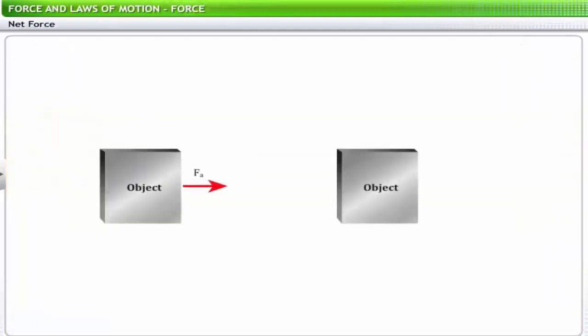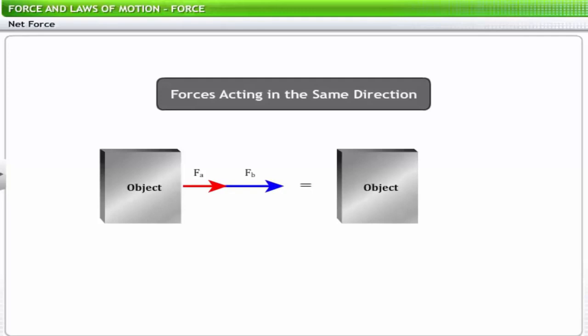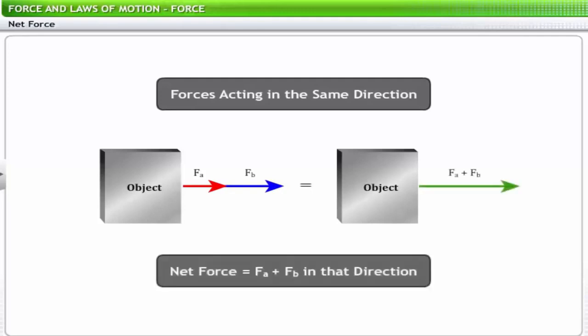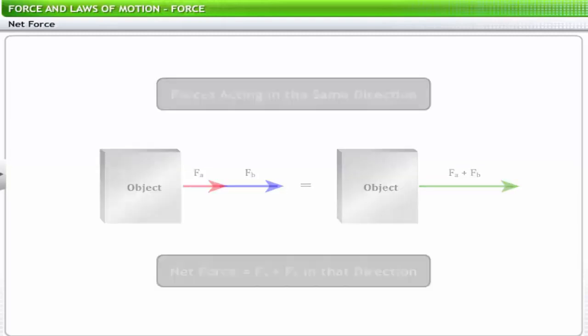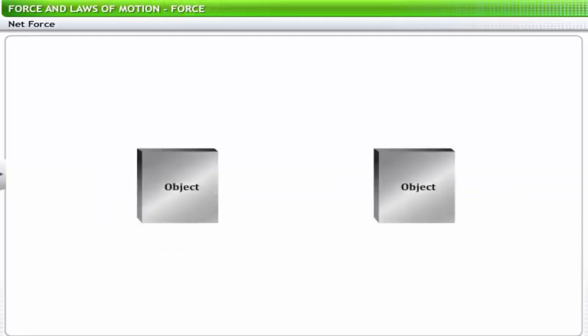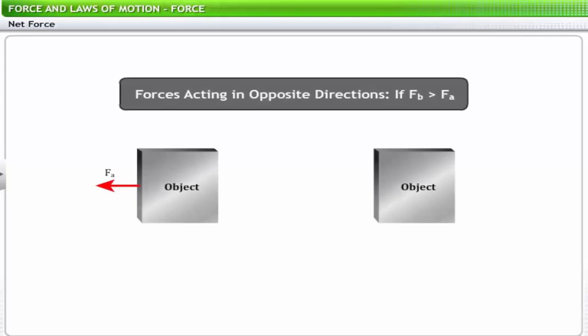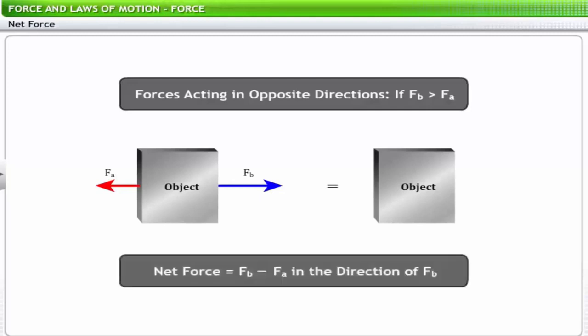If two forces, Fa and Fb, act in the same direction on a body, then the net force, Fa plus Fb, acts in that direction. In the same setup, if Fa acts in the direction opposite to Fb, and Fb is greater than Fa, then the net force becomes Fb minus Fa, and acts in the direction of force with the greater magnitude, that is, Fb.